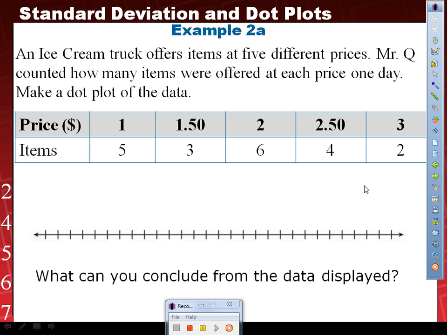Example 2A. Copy that, please. It says, an ice cream truck offers items at 5 different prices. Mr. Q counted how many items were offered at each price one day. Make a dot plot of the data. The prices for the ice cream truck are $1, $1.50, $2, $2.50, and $3. For $1 items, I noticed that there were 5 of them. $1.50 items, there were 3 of them. $2 items, there were 6 of them. $2.50, 4 of them. $3 items, there were only 2.